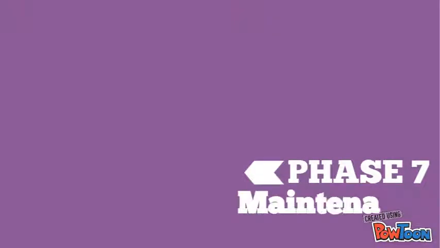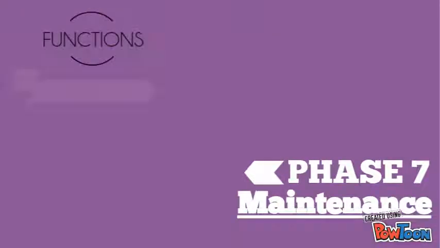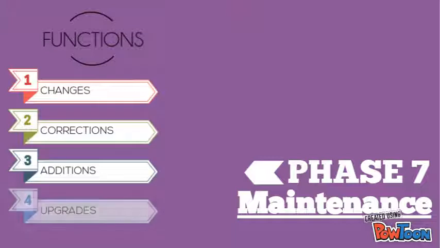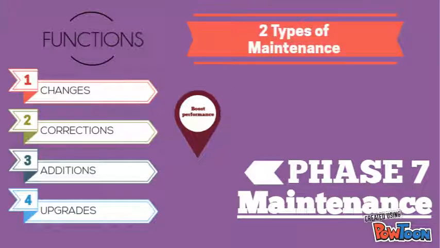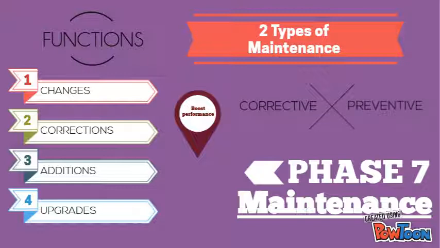The last phase, maintenance, is when end users can fine-tune the system via changes, corrections, additions, and upgrades if they wish to boost performance, add new capabilities, or meet additional user requirements. There are 2 types of maintenance: corrective maintenance to repair flaws and coding errors, and preventive maintenance to reduce the chances of future system failure.